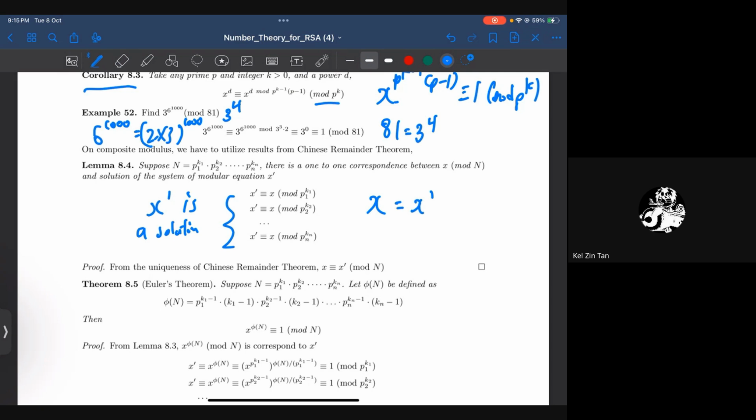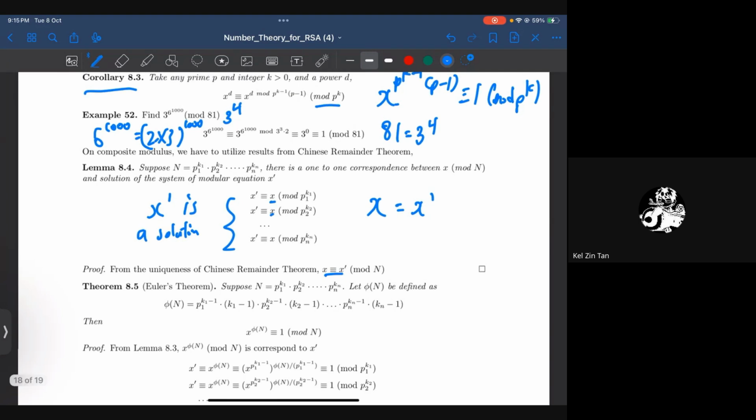So why is this the case? It's because of the uniqueness of the Chinese remainder theorem. Firstly, we see that x will certainly satisfy all these equations because the right-hand side is just x. So if you plug x in, it will always be a solution. So from the uniqueness of the Chinese remainder theorem, x prime is exactly equal to x. So all the solutions for this will be exactly equal to x.